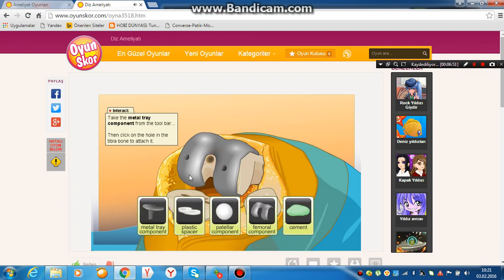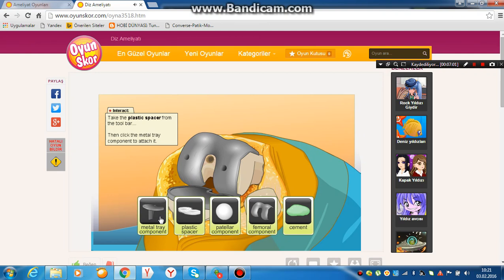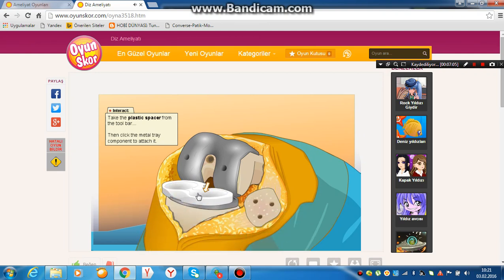Attach the metal tray trial component to the tibia. Insert the plastic trial spacer into the metal tray component. Lastly, attach the patellar trial component.